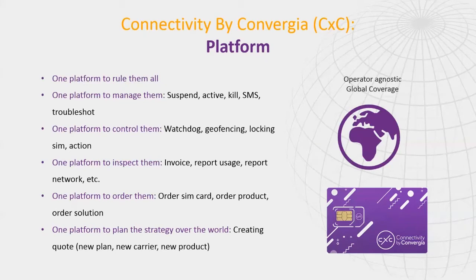So at the end, it's one platform to manage the SIM card, to control all the information related to watchdog, geofencing, locking the SIM. We have one platform for managing the invoice, reporting usage, reporting network. We can order the SIM card directly on the platform, so you don't need to have someone work on this. And we have one platform for creating quotes, planning new carriers and new products. In that platform, we have three flavors. The basic flavor is just this SIM lifecycle management: order SIM card, activate, suspend, play with your plan.